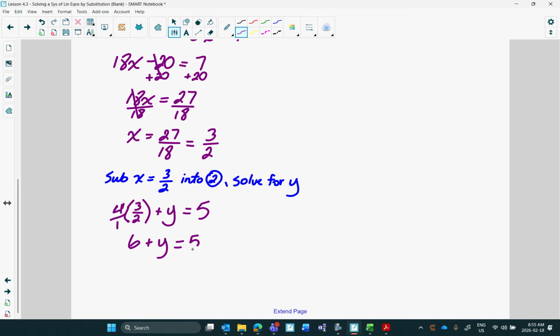And then subtract 6 from both sides. And I get y is equal to -1. So I've got my solution. So x is equal to 3/2, comma y is equal to -1, or 3/2, comma -1. Either one, you don't have to write both. Okay?